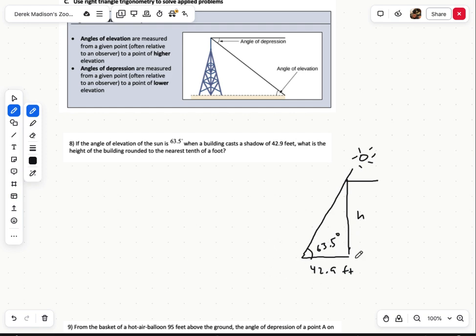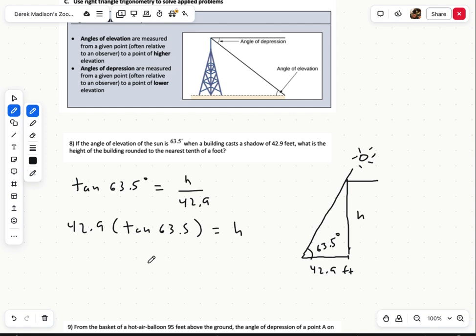So let's see, I happen to know in this case I'm looking for the opposite side from this angle, and I know the adjacent. So if it's opposite and adjacent, I probably want to use tangent. So tangent of 63.5 degrees is going to equal the opposite side, the thing I don't know, over the adjacent side, 42.9. So I'll just multiply that 42.9 up, multiply that by tangent of 63.5, and throw all that into a calculator.